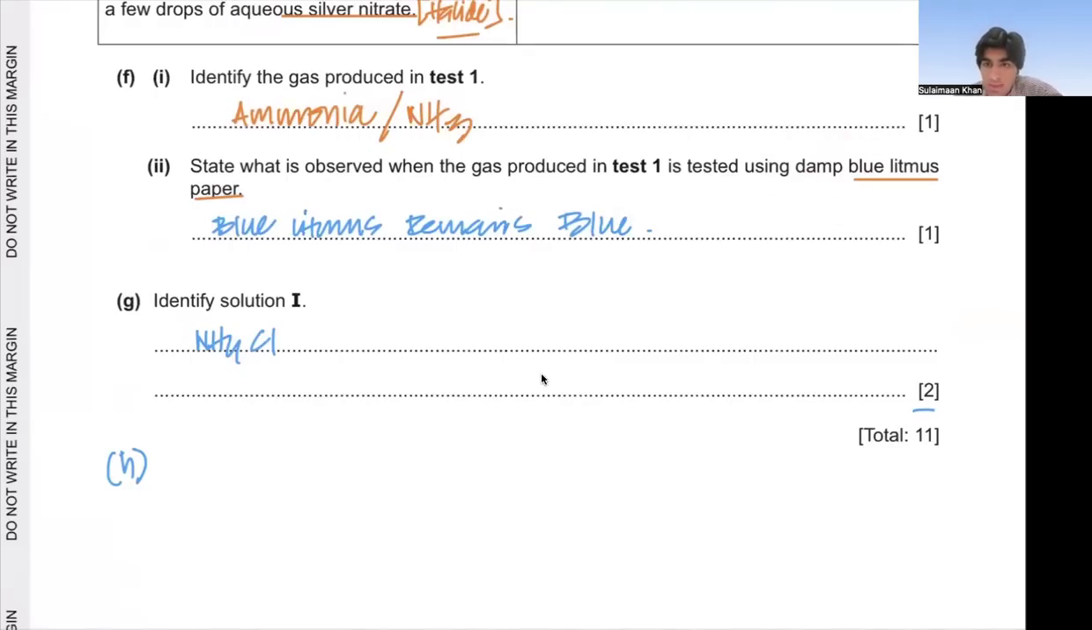Sir, why do they give two lines? They give two lines because some students could write ammonium ion and chloride ion. Some students do this, but it's better to write it like this. It's a better solution.